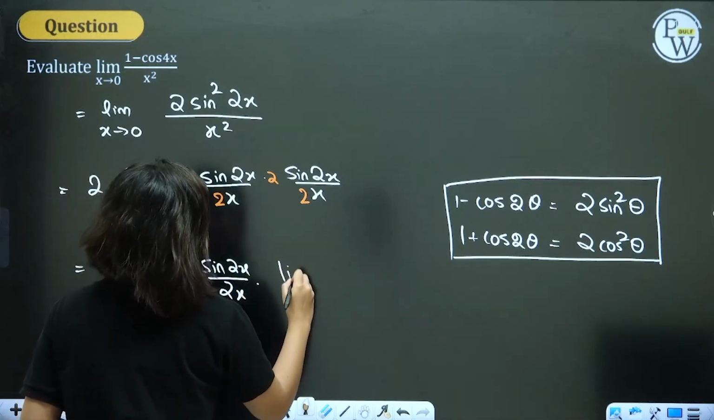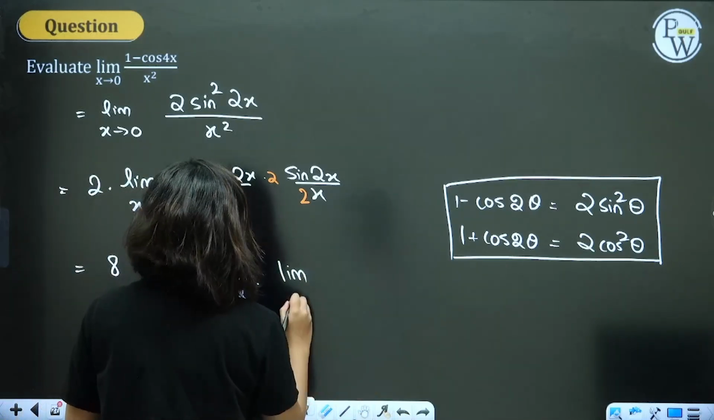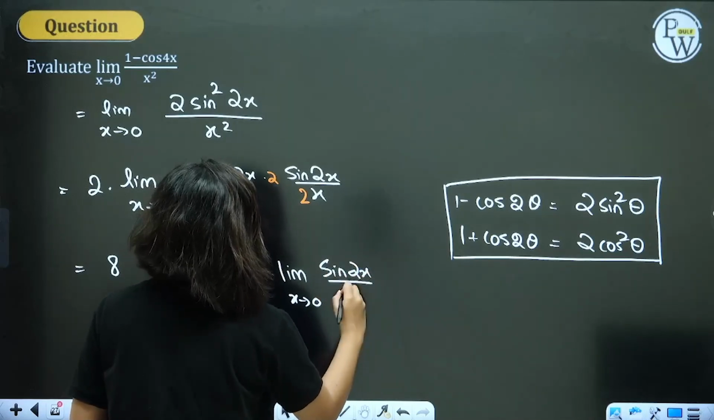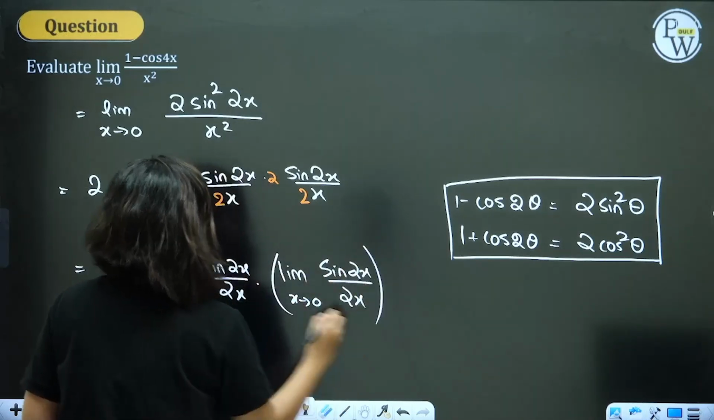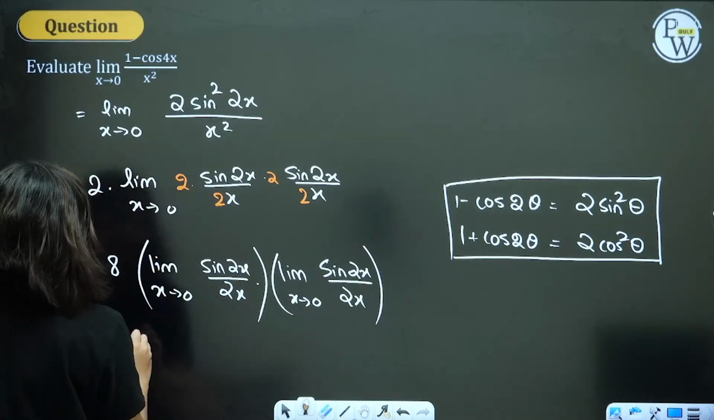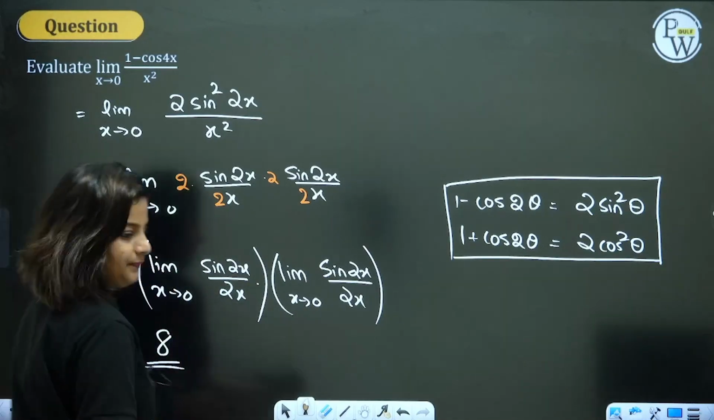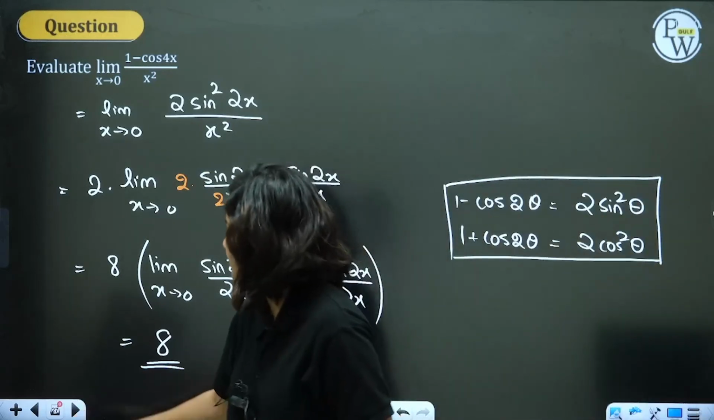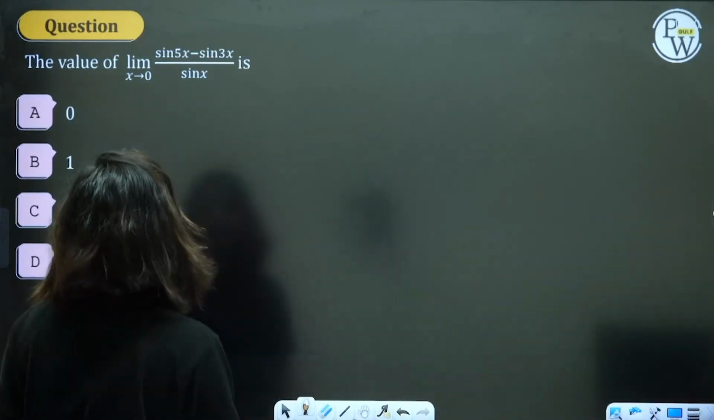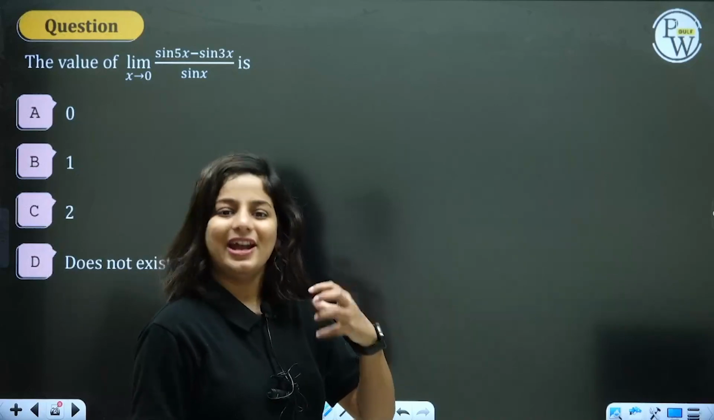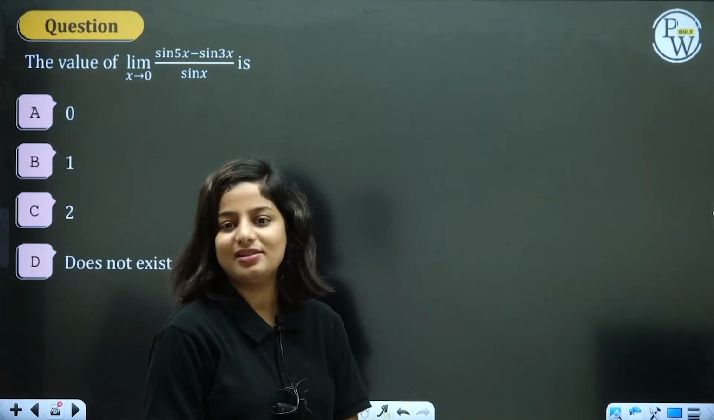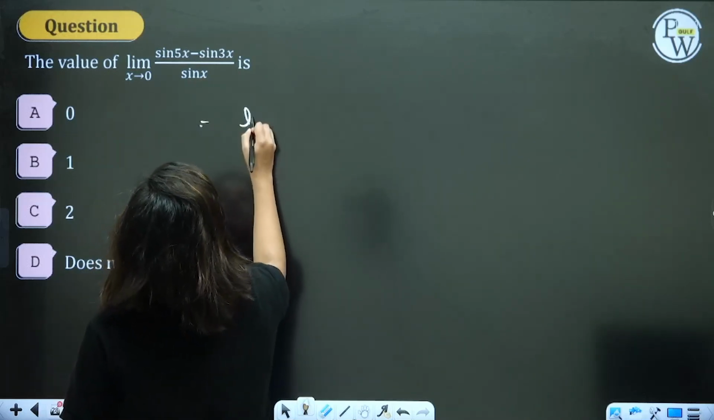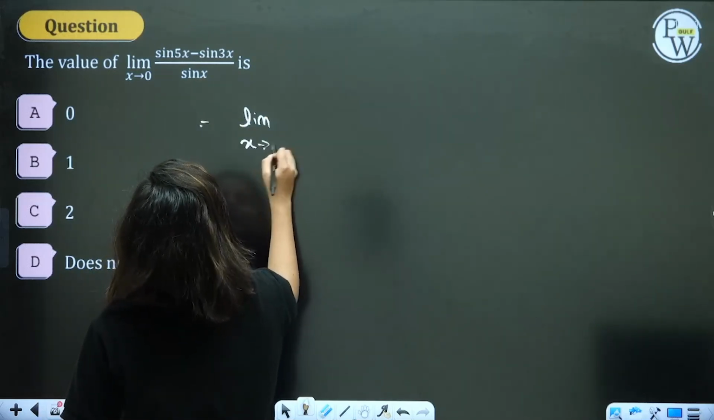And limit in multiplication will also be separated. These two limits are turning out to be 1 and the answer is 8. Got it? Well. One more question, adjustment. Let's get used to adjustment. It's not always very easy. Well, this is an easy adjustment.